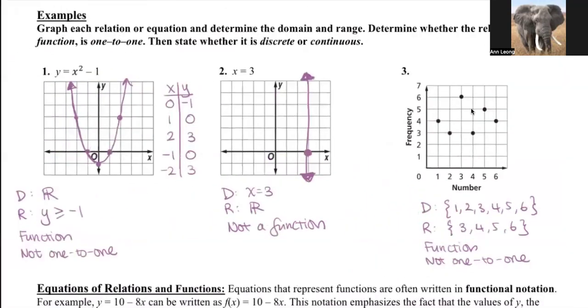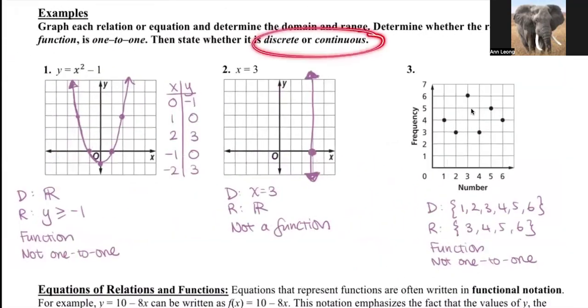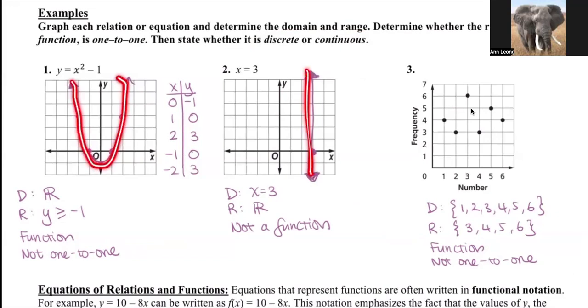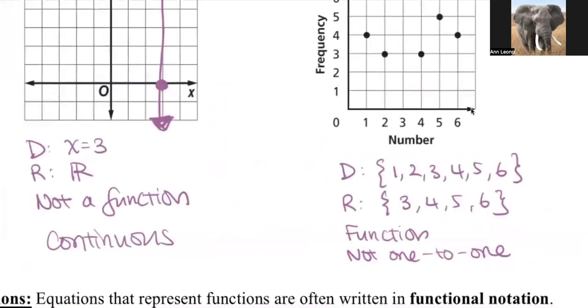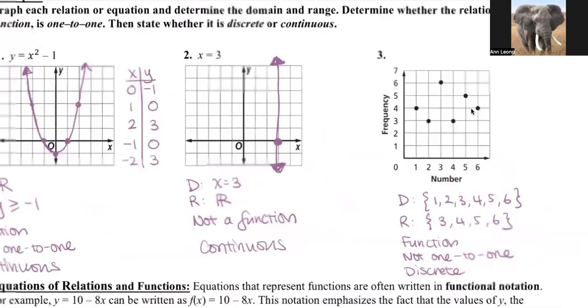Okay. Now going back for discrete and continuous, basically continuous means it's continuous. When you graph it, you don't have to pick up your pen or your pencil. So these two would be considered continuous. And number 3 would be discrete, because you would have to pick up your pen in order to make that graph. So this one is discrete.